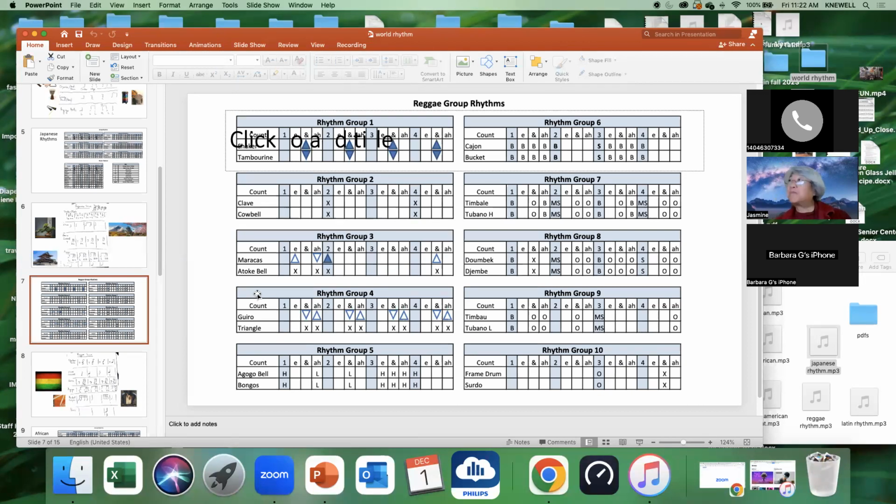They have the cajon or the bucket. They have the timbale or the tubano. They have the doumbek or the djembe or both. They're exactly the same. And then they have the timbao or the tubano, the frame drum or the surdo. So they have some different ones. So my version of it is here.